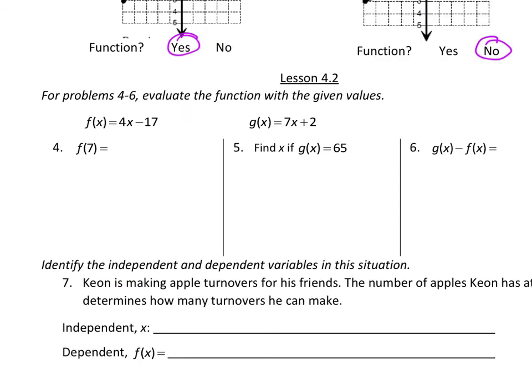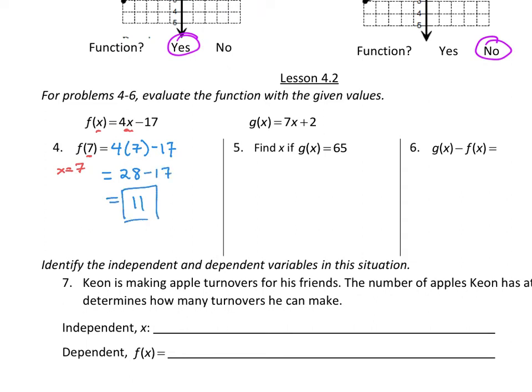For question 4 here, we are going to use the functions given. f of x and g of x are given. This first one just asks us to use f of x. To do that, we need to recognize that the x has been replaced with the 7. So what that means is x equals 7. And then we're going to substitute that for the x right here. That's going to be 4 times 7 minus 17. And then that will equal 28 minus 17. So our final answer is 11.